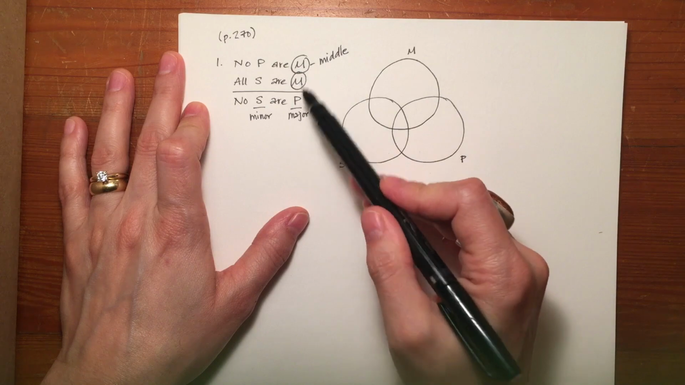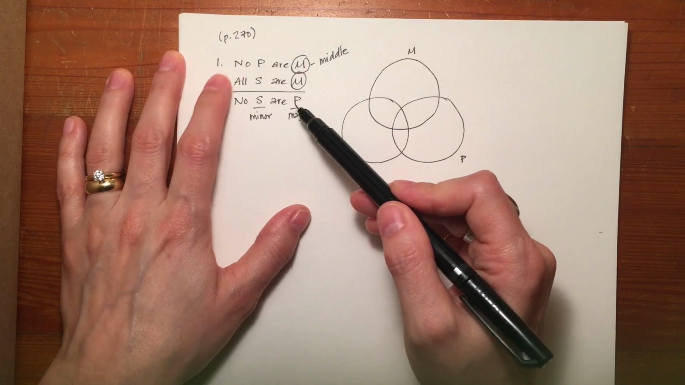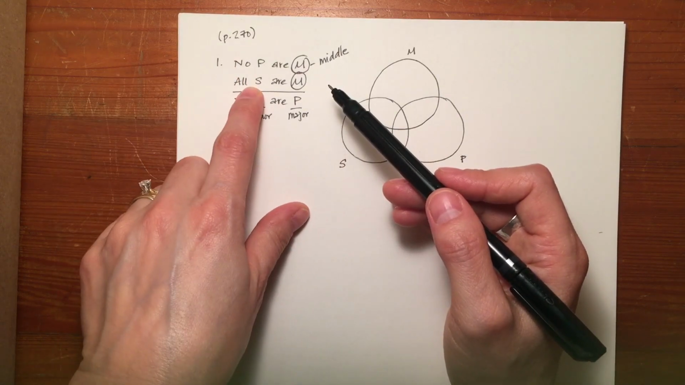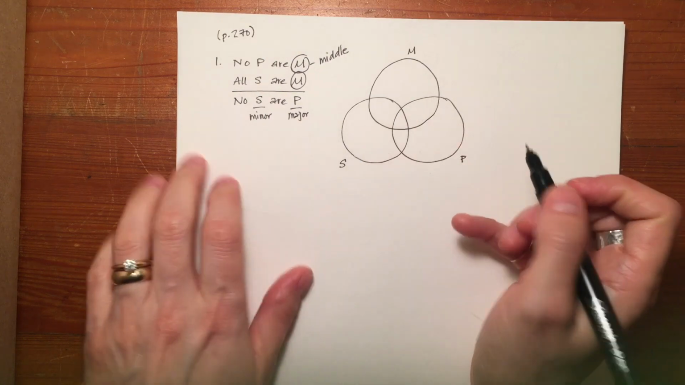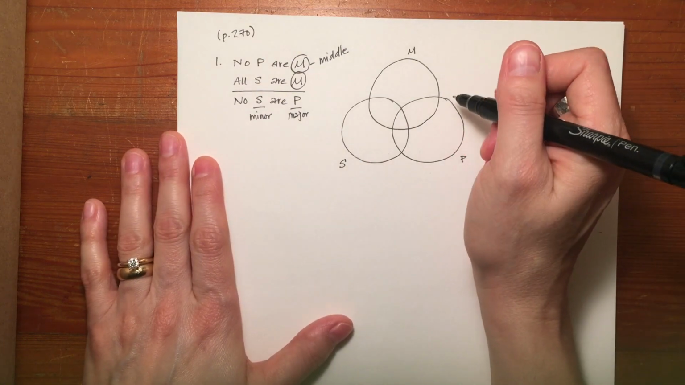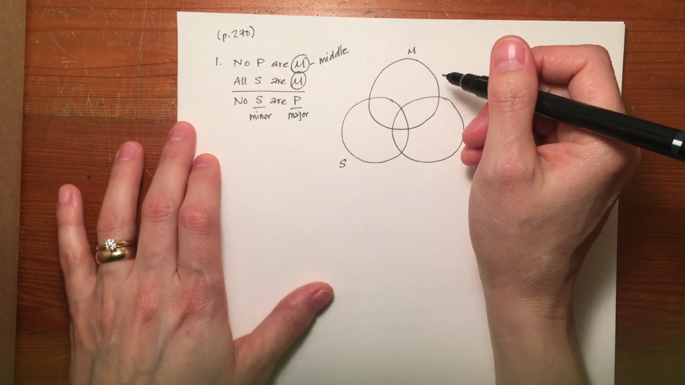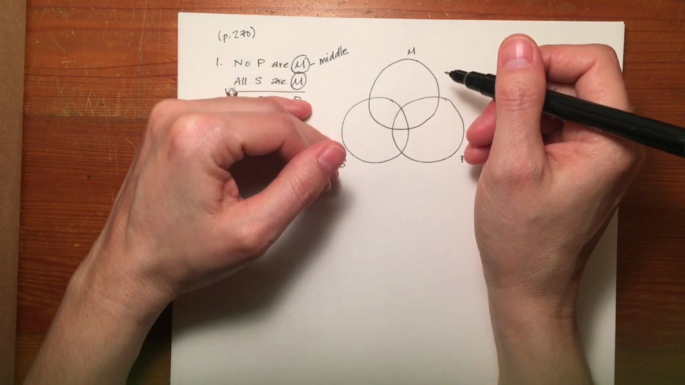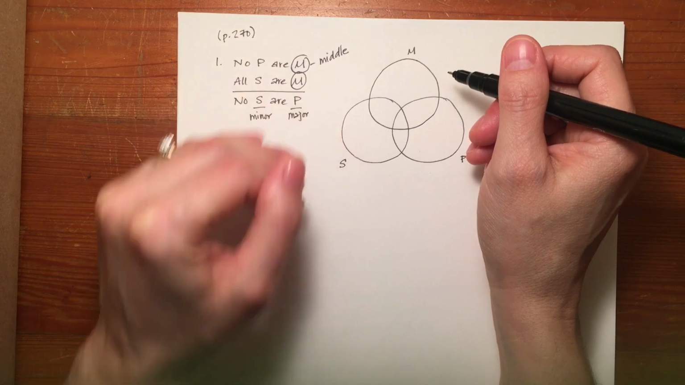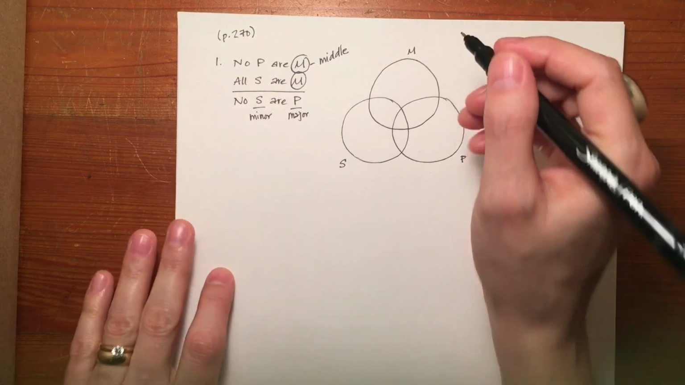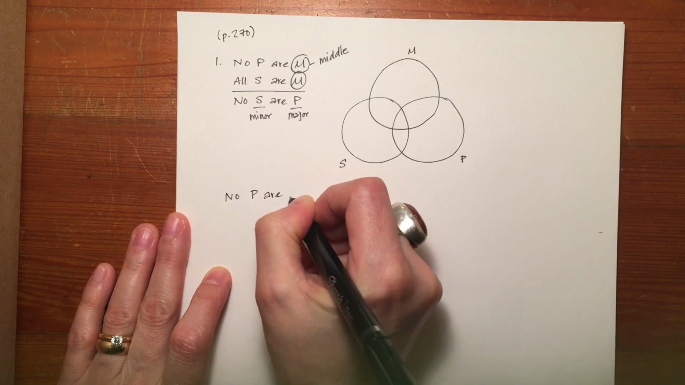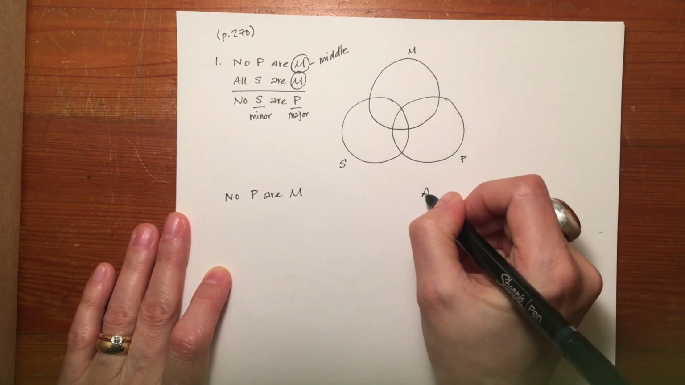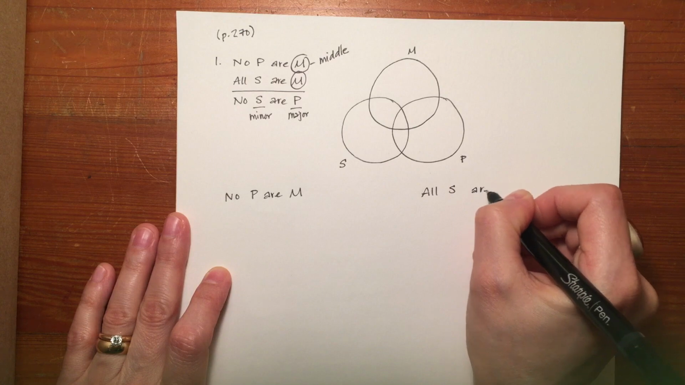It's already in appropriate standard form with the major premise listed first, the minor premise listed second, and the conclusion last. So what you're going to do when you're filling in a Venn diagram is, again, ignore the conclusion. No marks will be made for the conclusion. We're only going to be making marks for the premise no P are M and the premise all S are M.